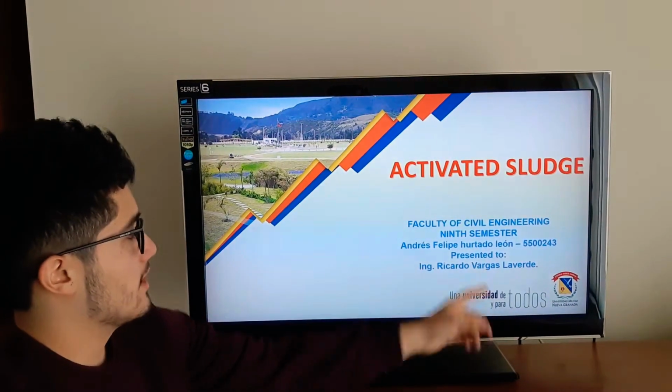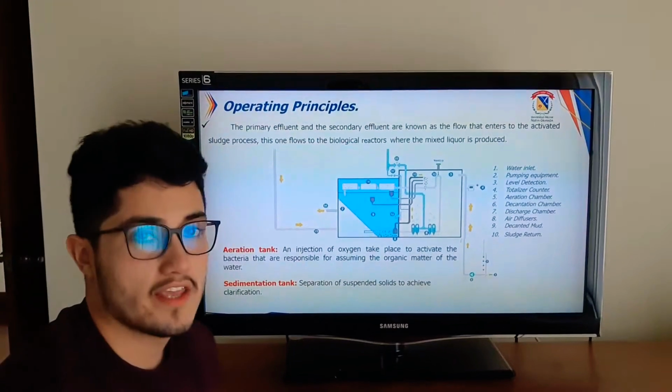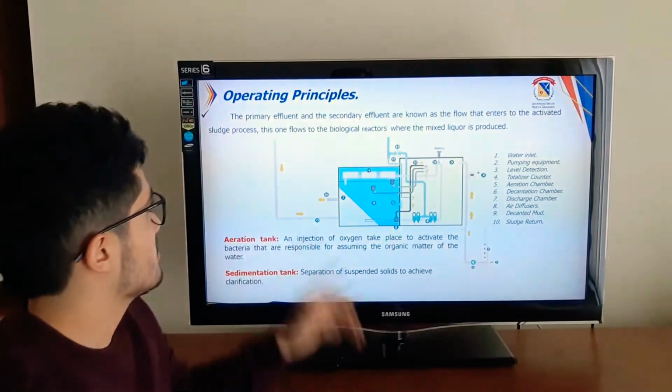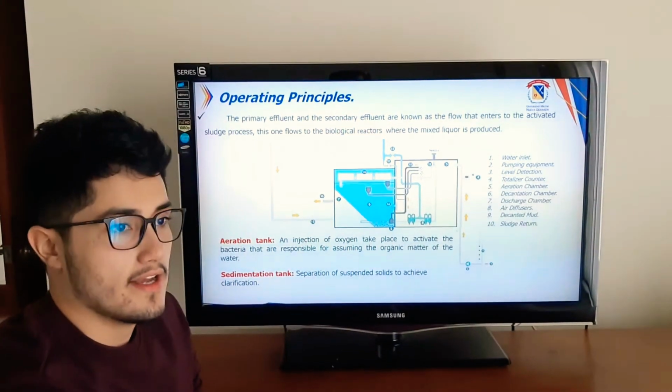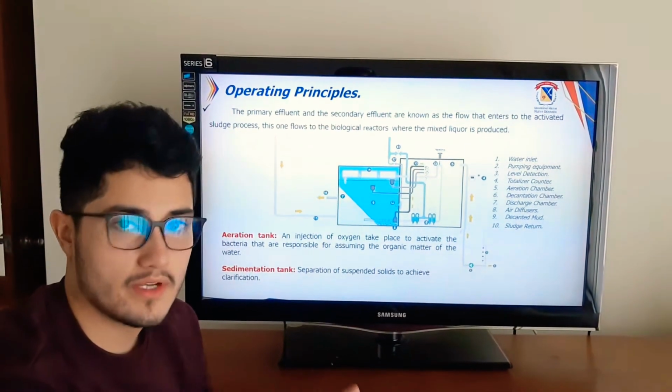Okay, hi, I will go and explain to you the sludge activated process. First, in the operating principles, I have to say that in the industry, the terms primary effluent and secondary effluent are commonly used to refer to the flows that are going to enter this sludge activated process.